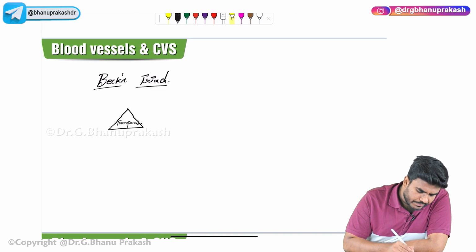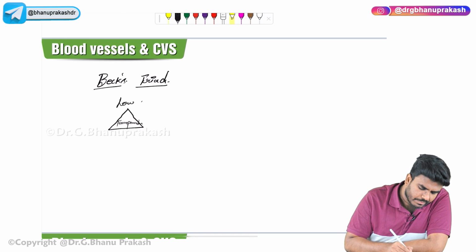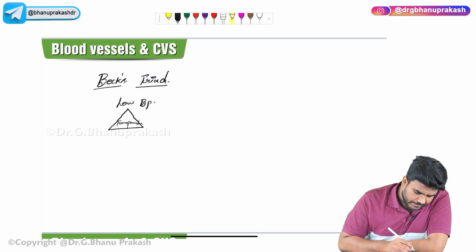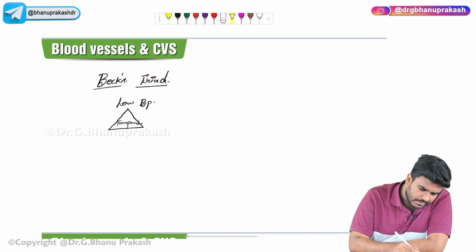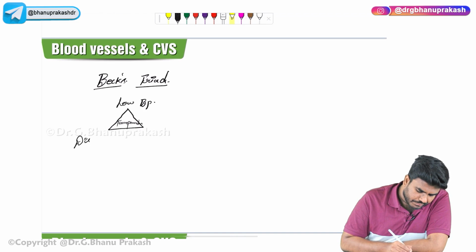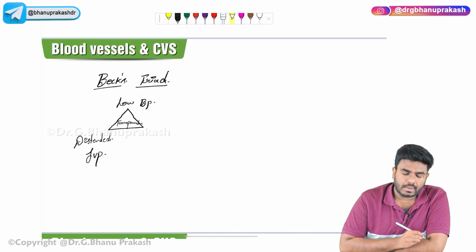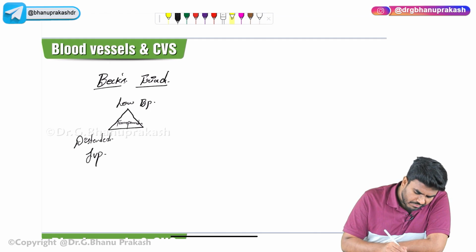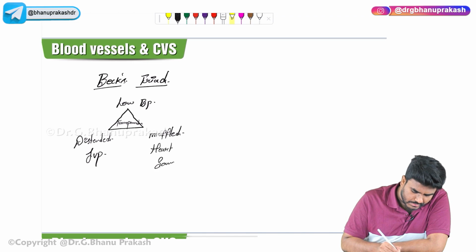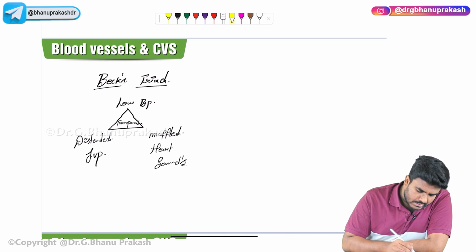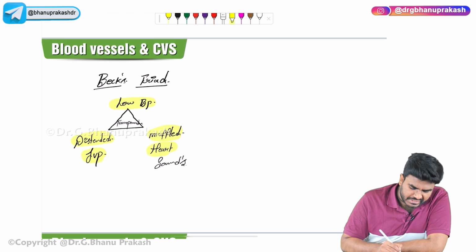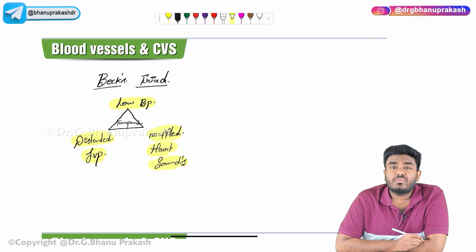This Beck's triad includes low BP and distended JVP, distended jugular venous pulses or pressures, and muffled heart sounds. See, these three together contribute to the Beck's triad. They are coming under the Beck's triad. So why exactly is this?